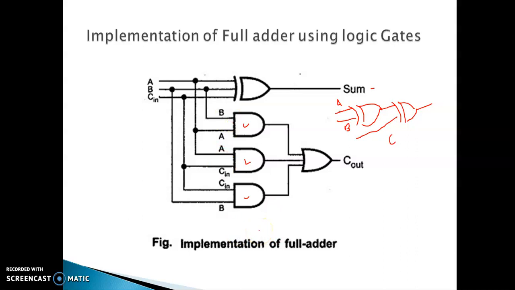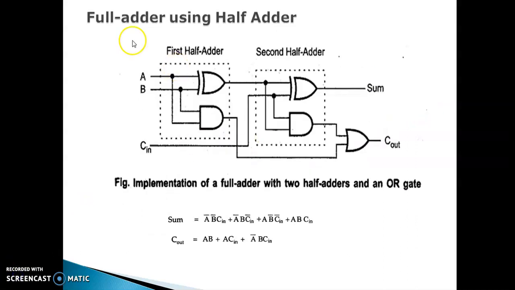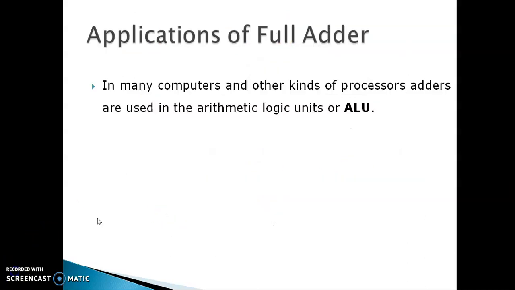In actual, if you want to design this full adder circuit, which ICs will we require? The XOR gate IC number is 7486, the AND gate IC is 7408, and the OR gate IC is 7432. These 3 ICs we will require to design the full adder circuit. You may also design your full adder circuit using 2 half adders. It is shown in this figure. You can try this.